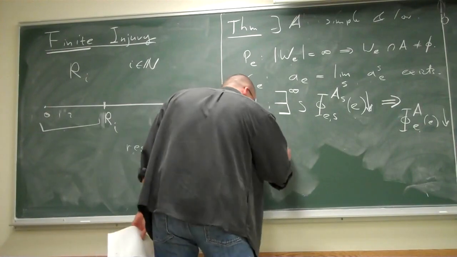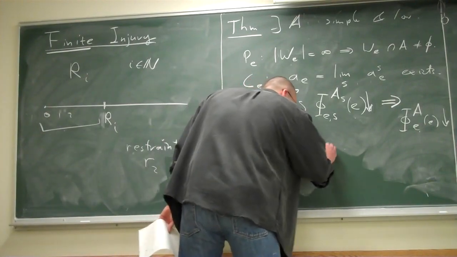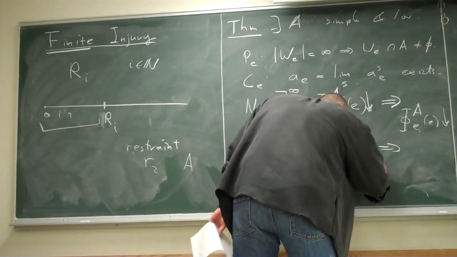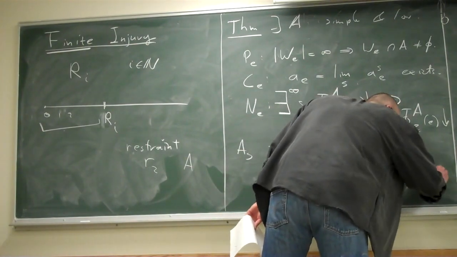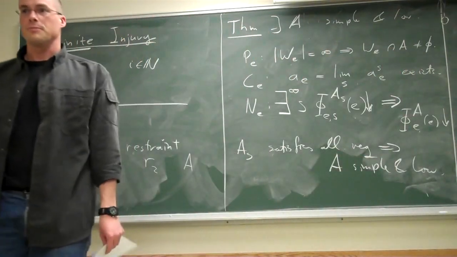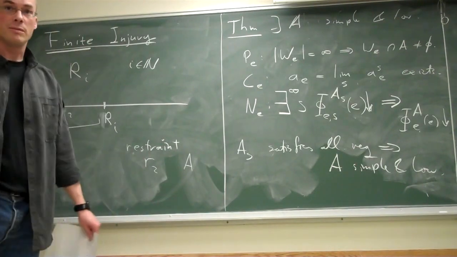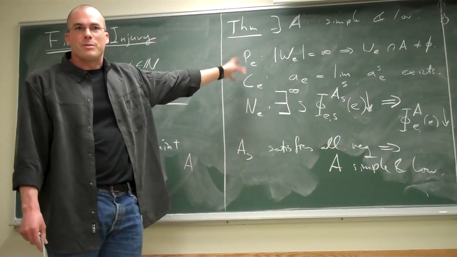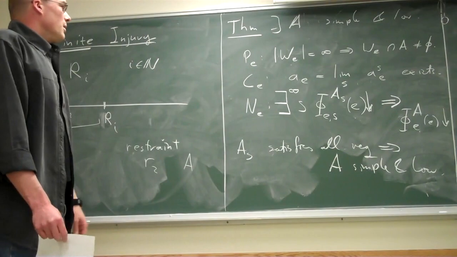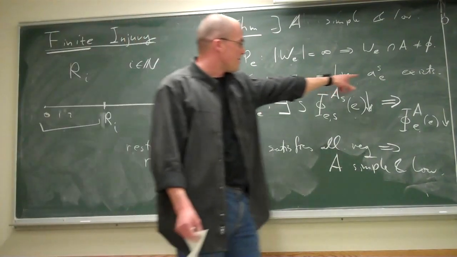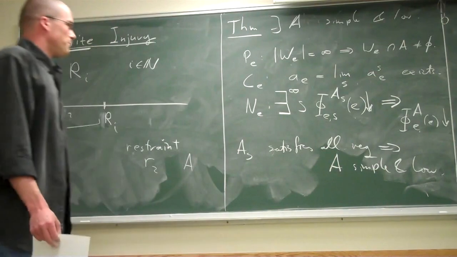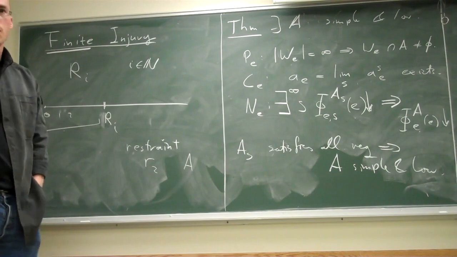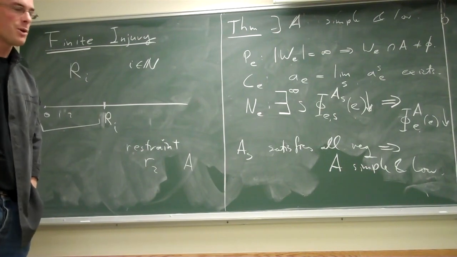If A_S satisfies all requirements, then A is simple and low. Everybody happy with that? Well, I said A_S here because NE of course depends on the approximation. Good. So this is step 1 in the process.